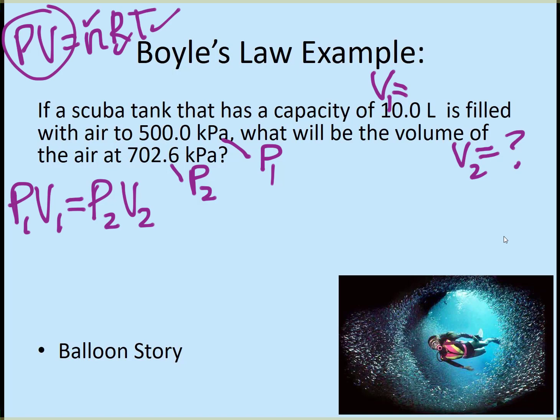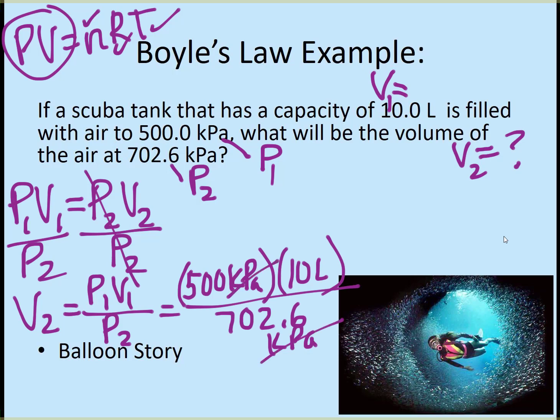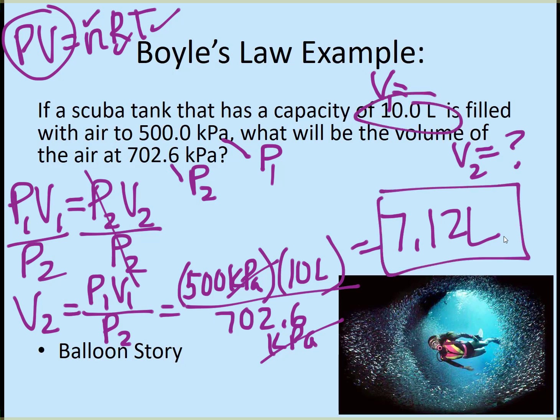I am solving for the second volume, so I'm going to divide each side by the second pressure. So this cancels, and I get V2 is equal to P1 times V1 over P2, and I can plug in my numbers. I already identified where they are, and you can see that my pressure units cancel out, and I'm going to be solving for liters. When I do my math, I get 7.12, 3 sig figs because my liters has 3 sig figs. So there is my liters for Boyle's law.